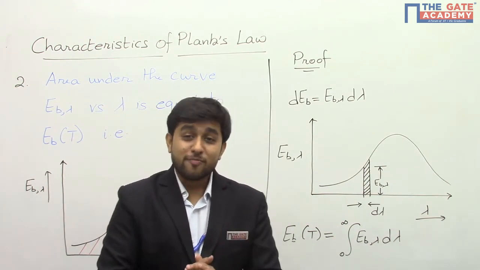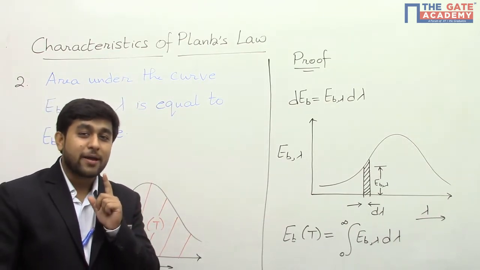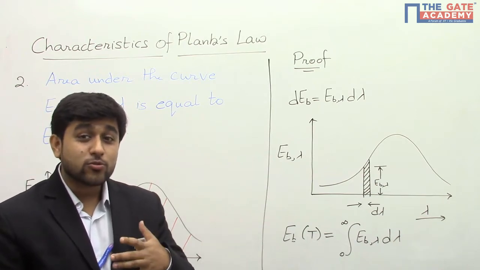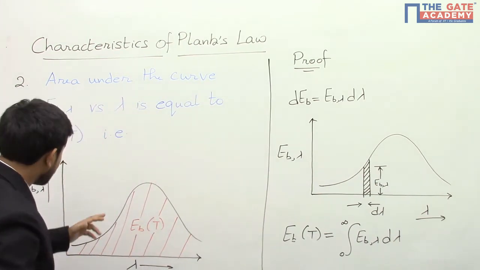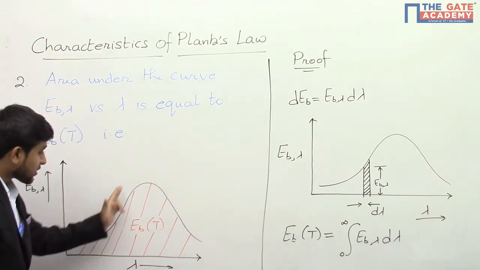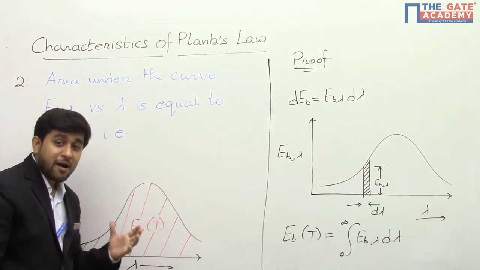The second feature of Planck's law is that the area under the curve EB comma lambda versus lambda is equal to the total emissive power of the black body. This means if this is the graph, this is the curve, then the area under this curve is equal to the total emissive power of the black body.